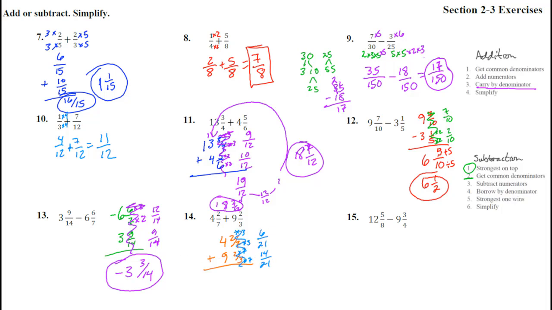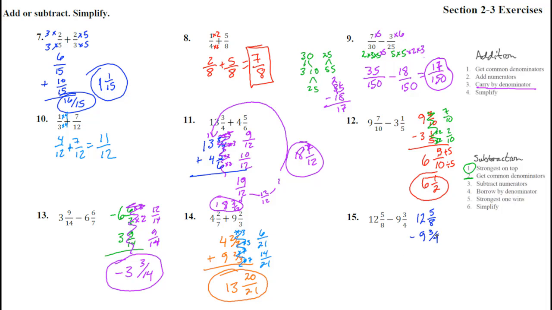6 plus 14 is 20/21. And 4 plus 9 is 13. And no simplifying. That's not an improper fraction. We can't carry. So we're good to go. All right, next one. 12 and 5/8 minus 9 and 3/4. So put the strongest one on top. 12 and 5/8 minus 9 and 3/4.